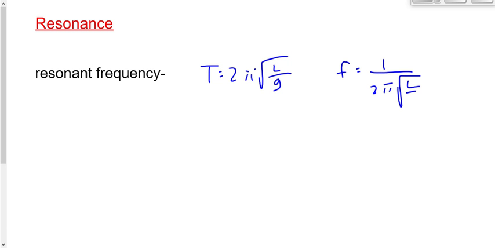Yesterday I showed you my keys swinging back and forth. They have a natural frequency at which they want to vibrate. The period of those keys swinging back and forth is 2 pi square root L over G. The resonant frequency is 1 over 2 pi square root L over G, right? 1 over the period. The resonant frequency of any pendulum swinging back and forth is pretty easy to find.